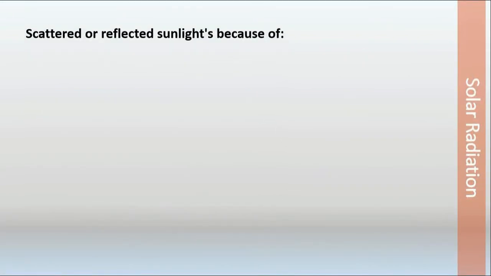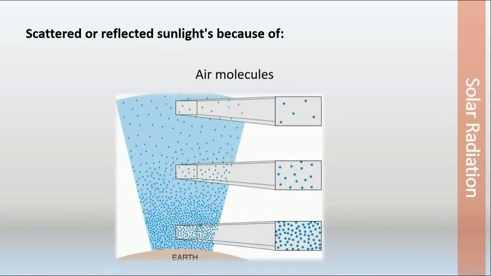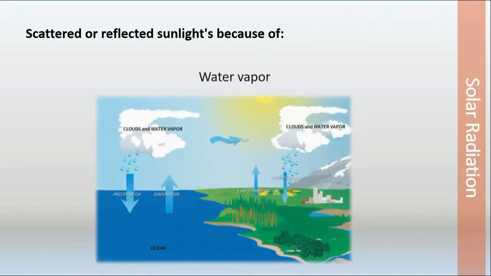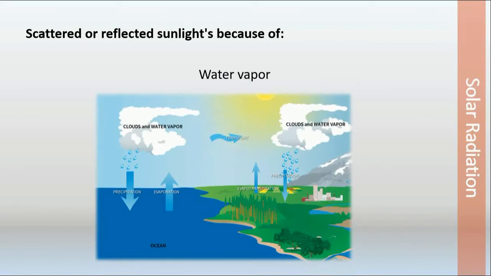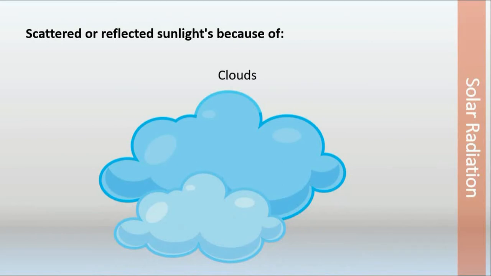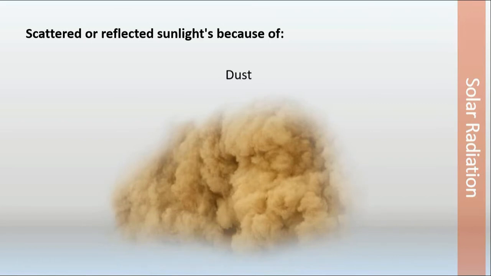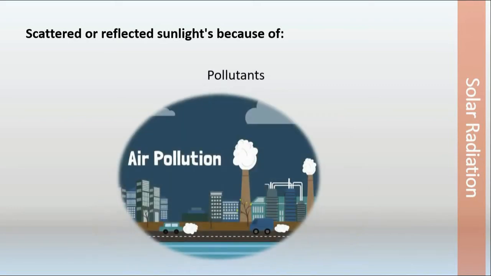There are many factors which cause the reflection of the sunlight. One of them is the air molecule, and we see that the density of air molecules near the earth is higher than at the edge of the atmosphere. Another source is the water vapor, which is part of the life cycle. Also clouds cause sun scattering or reflection. Dust, which severely affects the performance of PV systems or PV modules. Air pollution, which is caused by many reasons, industries and cars and other sources.